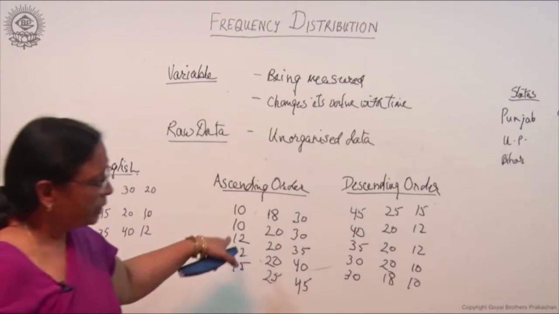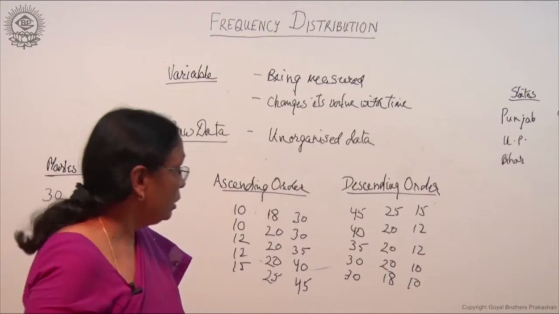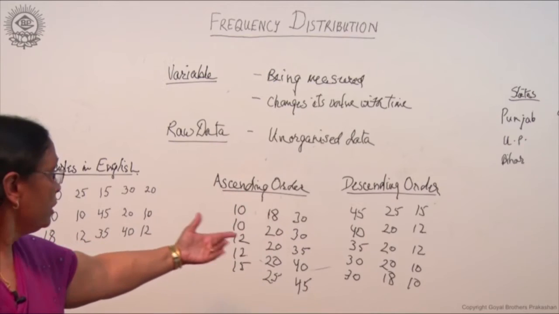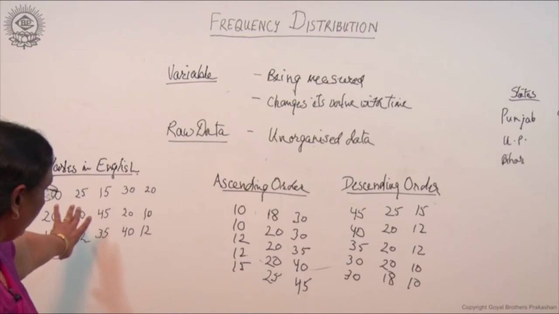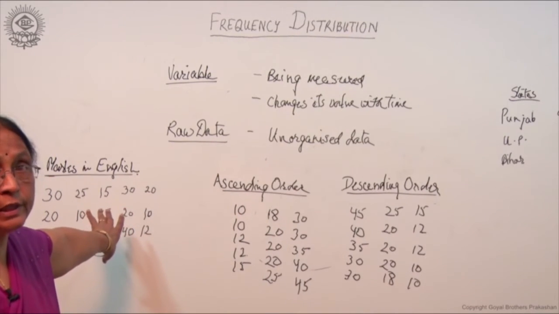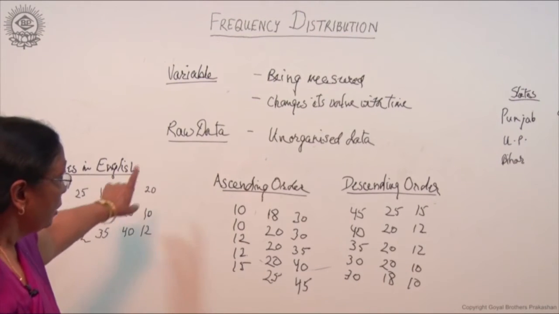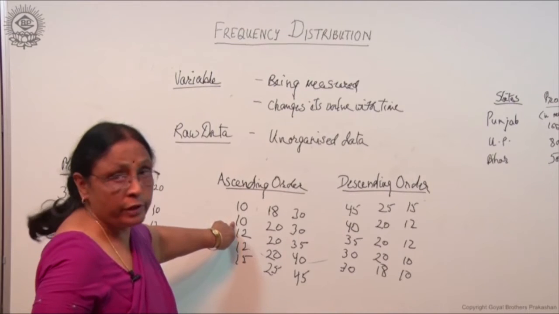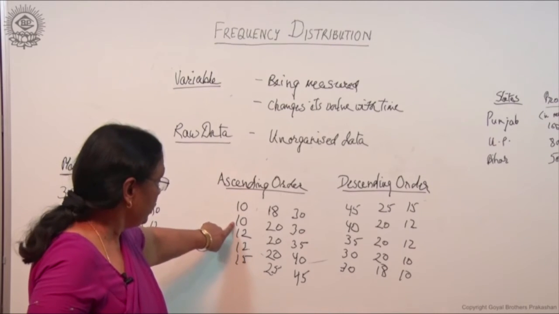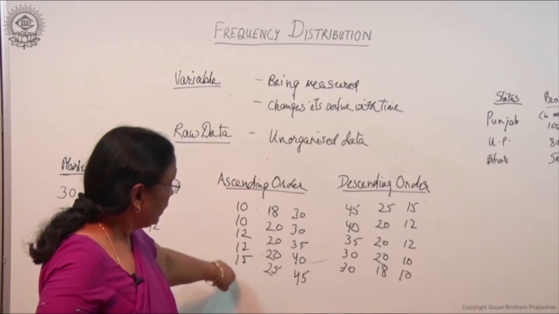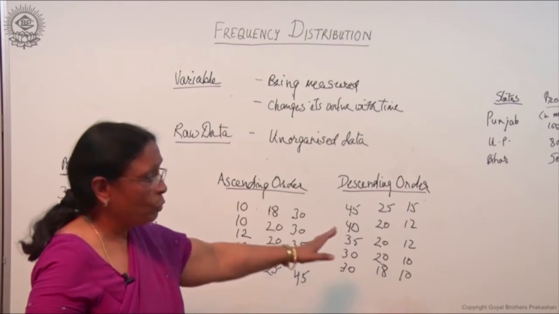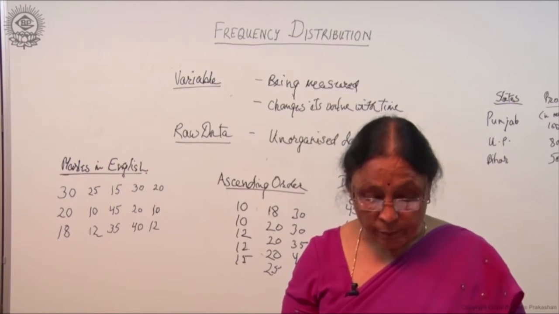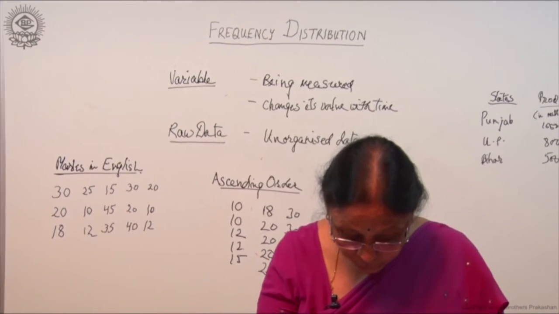So arranging the data either in ascending or descending order makes comparison easier or description easier, because here this is in the raw form. This is a complex data which is not very clear, but here if you have arranged it, then you are clear that 2 children are getting marks equal to 10, 2 are getting 12, 1 is getting 15, 18 and so on. So this makes the data simpler as compared to the raw data.